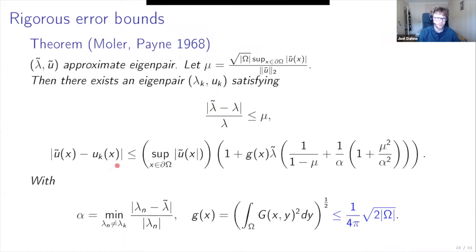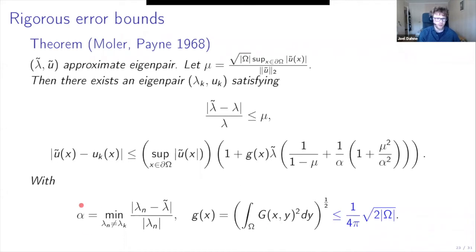It also gives us L infinity bounds with this slightly more complicated formula. So we get explicit bounds for this. There are two annoying parts in this formula: this g of x and this alpha. G is the Green's function, so you need to compute this thing, and in the literature you can find an upper bound for this, which is given by this. So we use this upper bound as the upper bound to g.